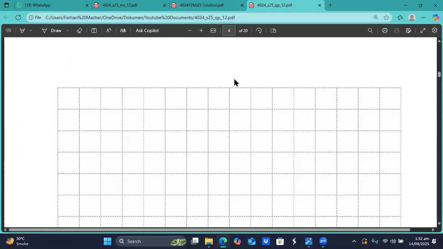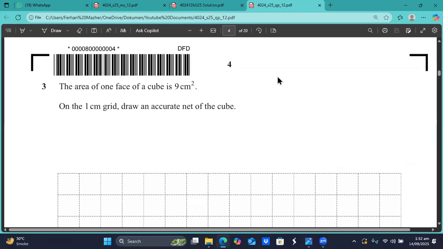Now we are on question number 3. It says, the area of one face of a cube is 9 centimeters squared. So it's a cube, its length, width, and height will be the same, and the area of its face is 9. So that means length multiplied by length, so one side will be of 3.